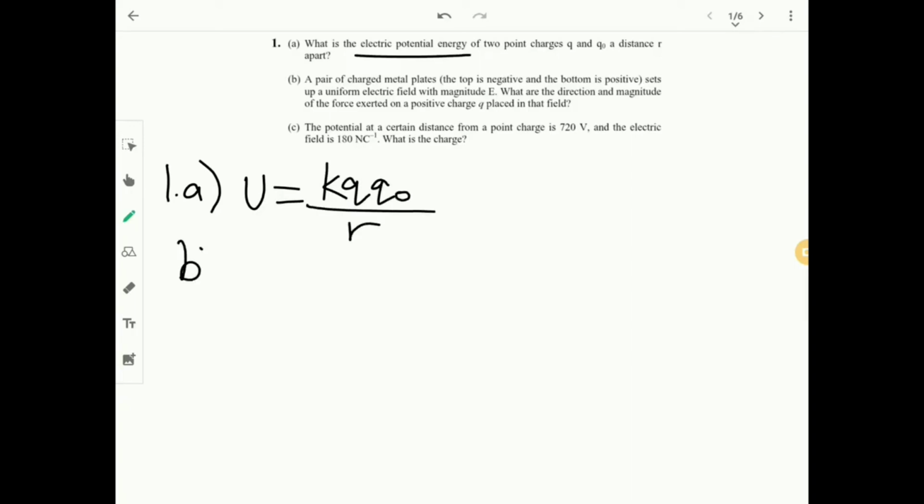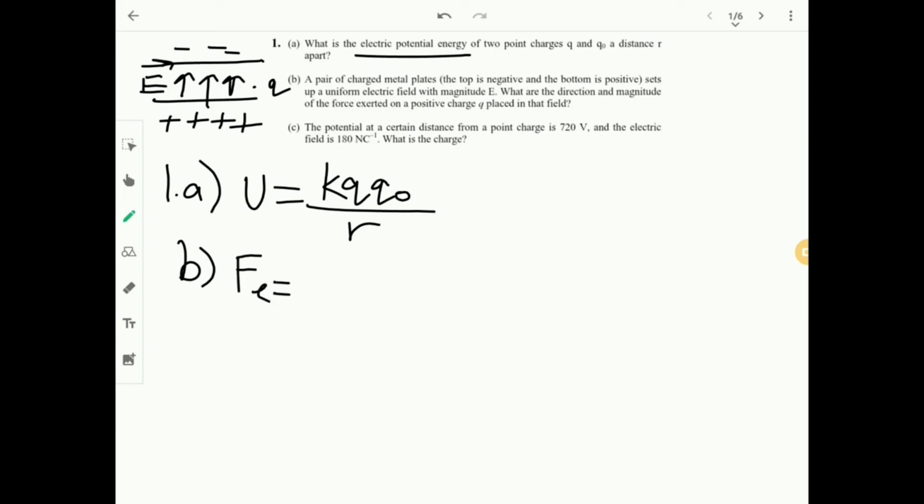That's it. B, a pair of charged metal plates. So let's draw it like this. Top is negative and bottom is positive. So we should know that the electric field is like this. And we have a positive charge Q. Since Q is positive, the force is equal to EQ or QE, and it has to follow the same direction, so it's upwards.